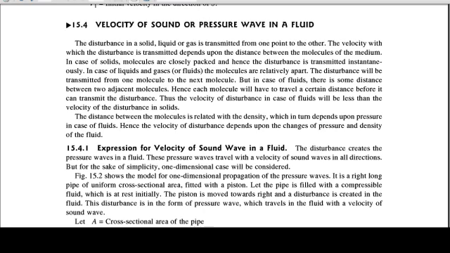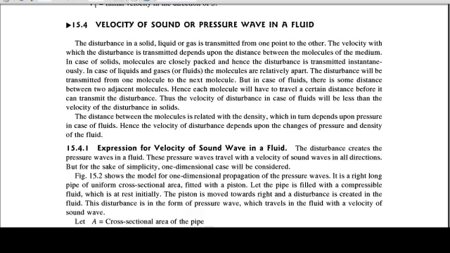As we know, a disturbance in any medium is transmitted from one point to the other. The medium may be a solid, liquid, or gaseous, and thus the disturbance travels with some velocity, and this velocity depends upon the distance between the molecules.